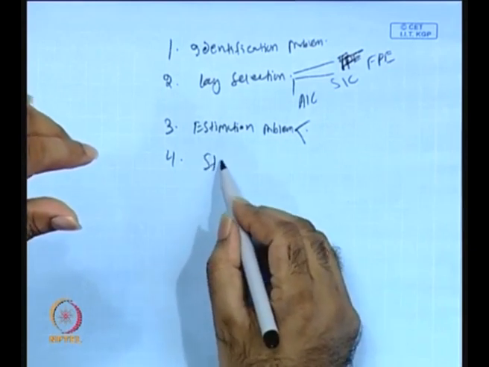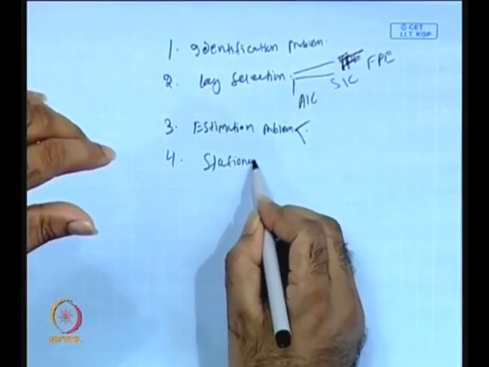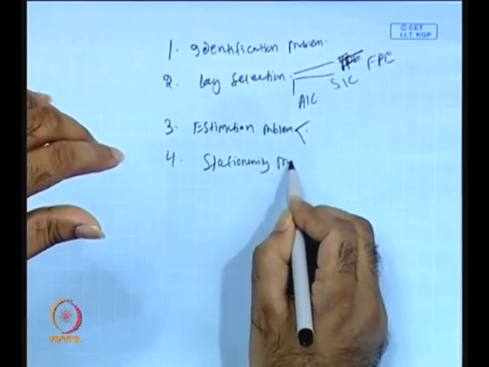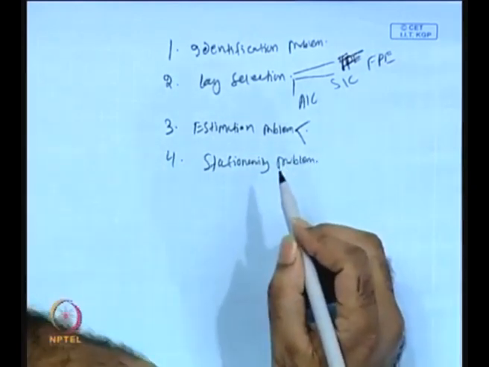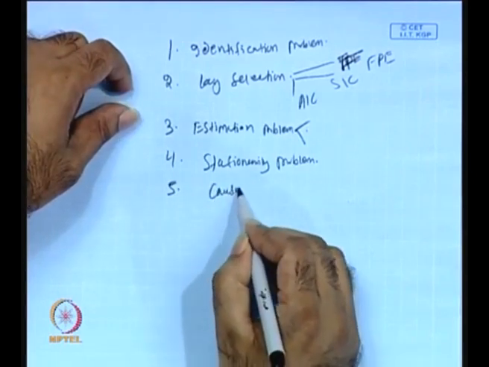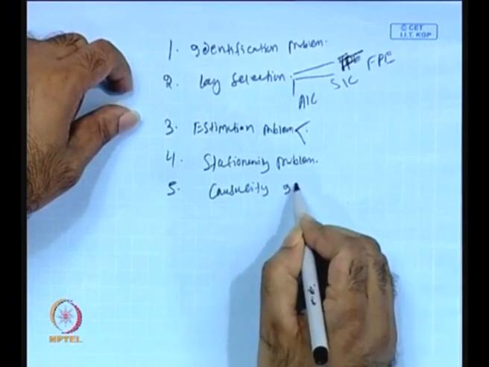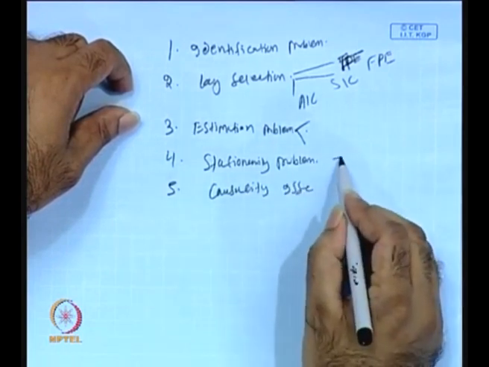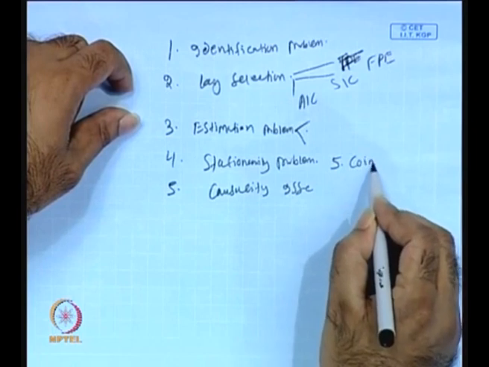Then the most important thing is the stationarity problem. So, now in the case of stationarity problems, that is our main agenda in today's discussion. The stationarity issue has very simple tricks, we will come down again to that particular aspect. It is better I first highlight, then we will come down to the stationarity issue. Fifth is the causality issue. Before that there may be another trick called co-integration.